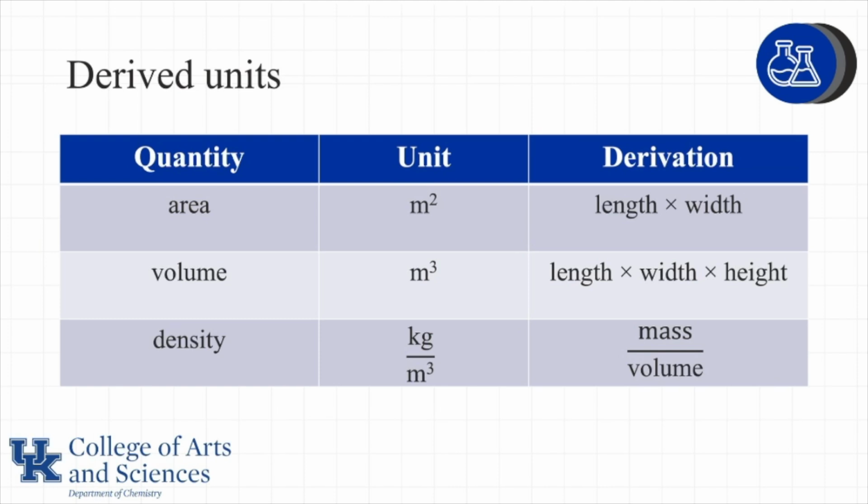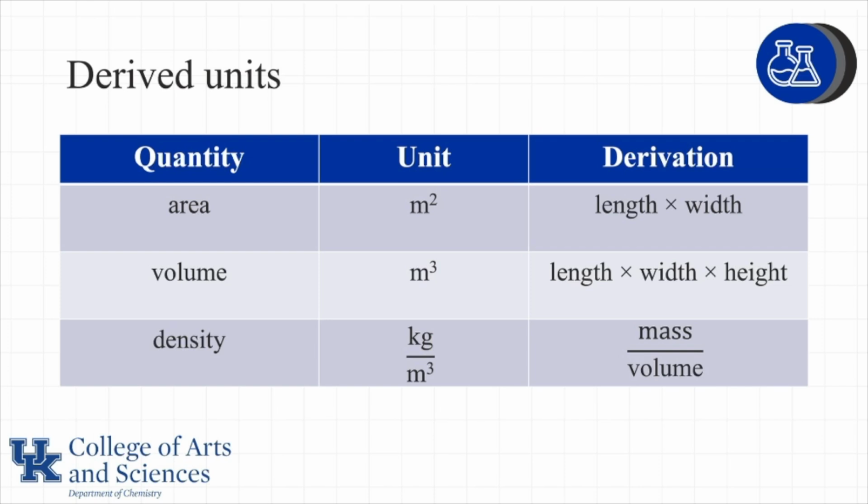We'll also see what are known as derived units. Derived units are basically when we put two or more units together to mean something else. If we're talking about area, which is length times width, so two distances, the base unit of length is meters, so our base unit for the derived unit would be meters squared. We see something similar for volume, where we have meters cubed.